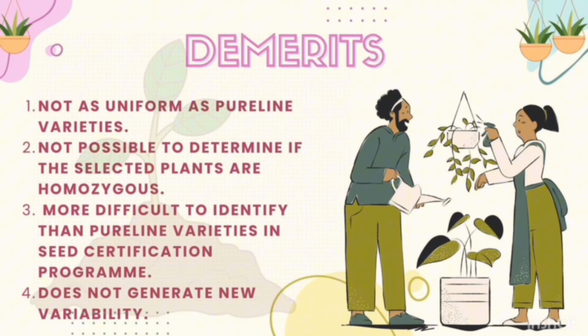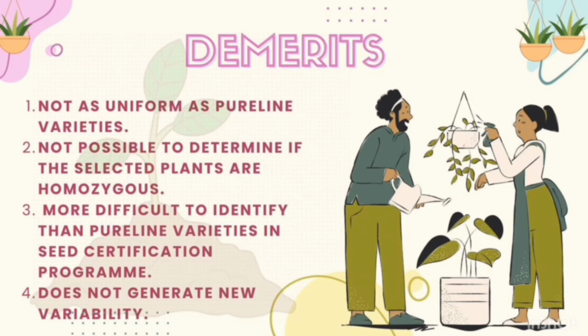For demerits, first, varieties developed by mass selection show variation and are not as uniform as pure line varieties. The improvement through mass selection is generally less than that which could be achieved through pure line selection. Second, in the absence of a progeny test, it is not possible to determine if the selected plants are homozygous, even in self-pollinated crops. Some degree of cross-pollination does occur and some of the selected plants may be heterozygous. It is also not known if the phenotypic superiority of selected plants is due to environment or genotype.